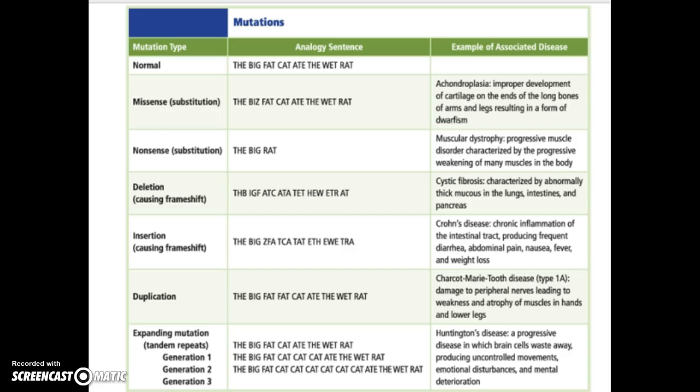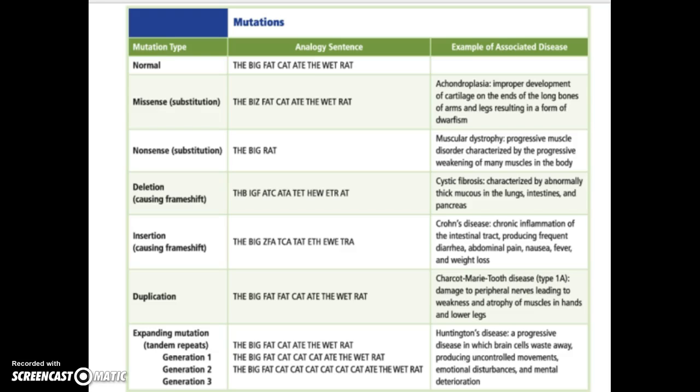So here's how you can take a look at how the cell would read mutations. If you could make a sentence with every word being 3 letters long, just like a codon, you can make a complete sentence. So for example, up at the top, the sentence is, the big fat cat ate the wet rat. Now, if a cell is reading this information or you're reading it, you understand what's happening. There's a cat, it's big and fat, and it ate a rat that's wet, okay?